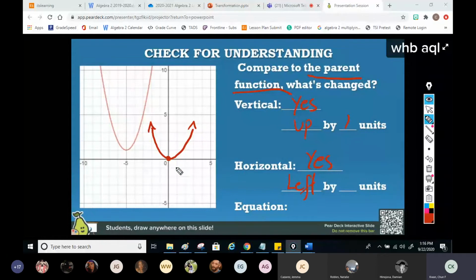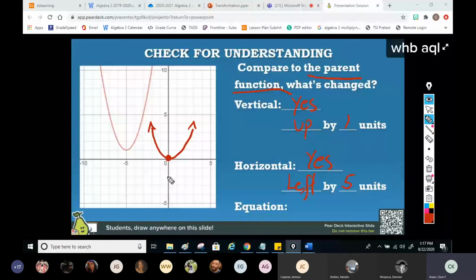It always starts right here. This is where it starts. And then looking at the new one, you are going to the left and then you go up. It shifted to the left by 5 units.